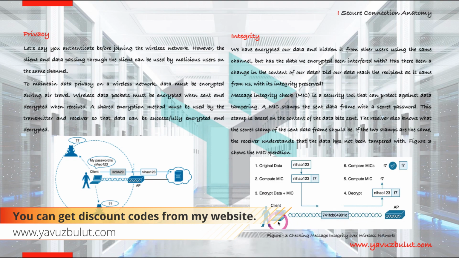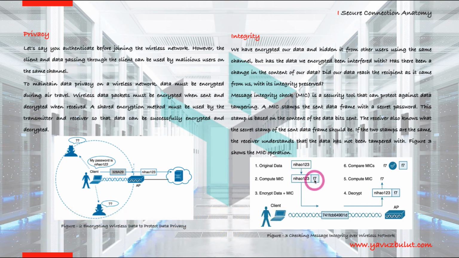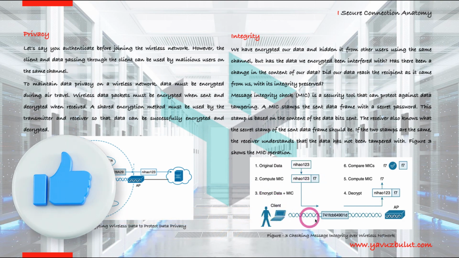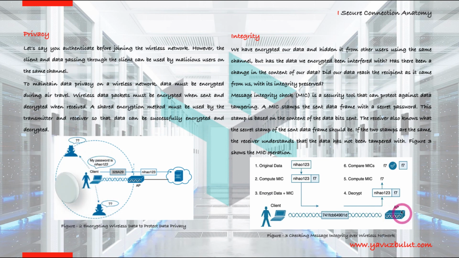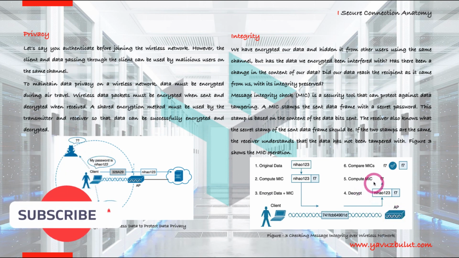When the user is going to send the message, he adds the original data and a message integrity check to it, sends the data to the access point by encryption, decrypts the data in the access point, and then the message integrity check is verified and gives confirmation. In this way, we ensure the integrity of the message.